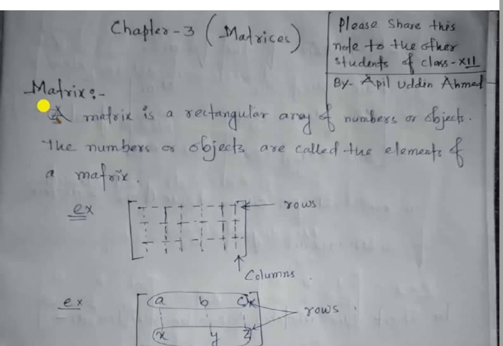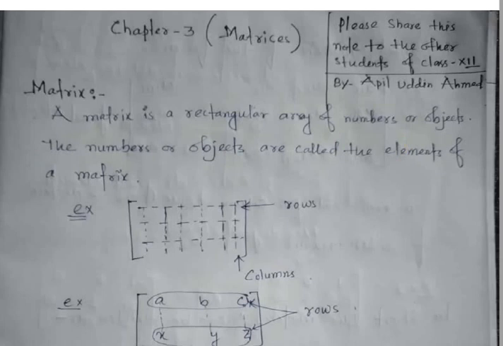A matrix is a rectangular array of numbers or objects. That means any rectangular arrangement or rectangular array of some objects or some special kind of numbers is called a matrix. And the numbers or objects are called the elements of the matrix.